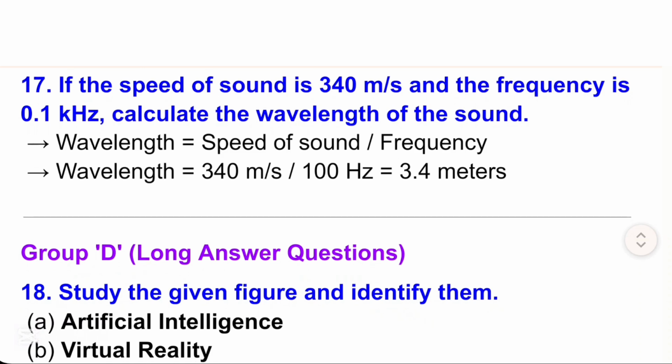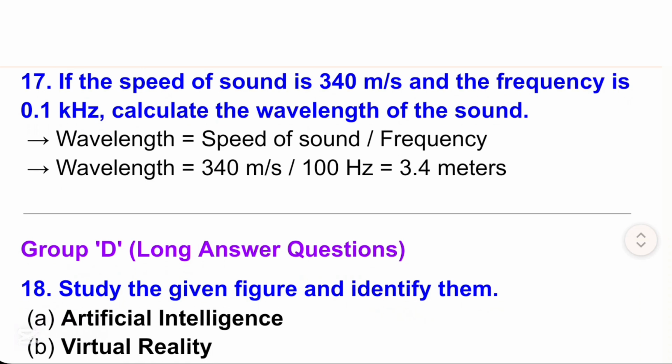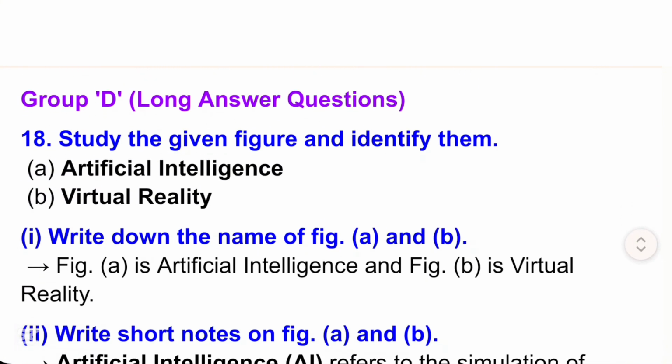19.2. 17. If the speed of sound is 340 meters per second and the frequency is 0.1 kilohertz, calculate the wavelength of the sound. Wavelength equals speed of sound divided by frequency. Wavelength equals 340 meters per second divided by 100 hertz equals 3.4 meters. Group D. Long answer questions.